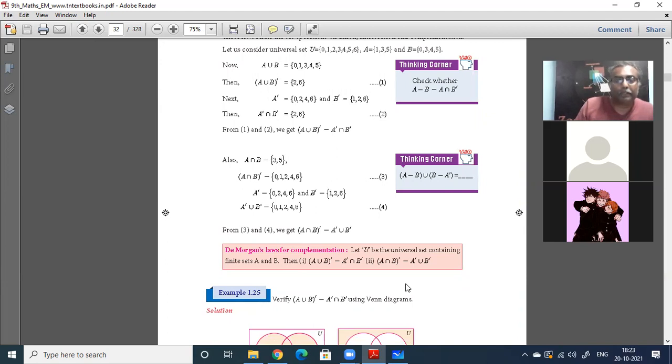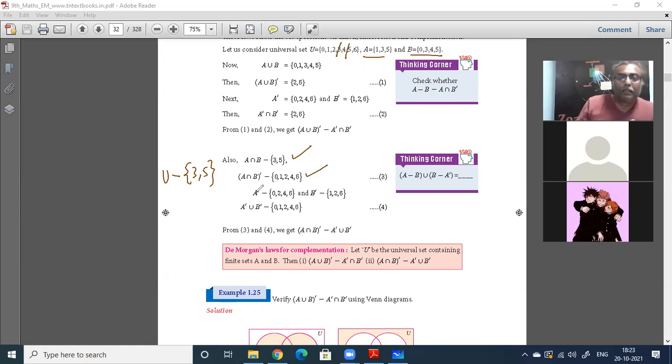Now, what he did first was (A union B) complement. Now he is going to do A intersection B. What is A intersection B? 3 is there, 5 is there. Correct, A intersection B is 3 and 5. (A intersection B) complement means the universal set minus 3, 5. Take away 3, take away 5: 0, 1, 2, 4, 6. Coming correctly, 0, 1, 2, 4, 6.